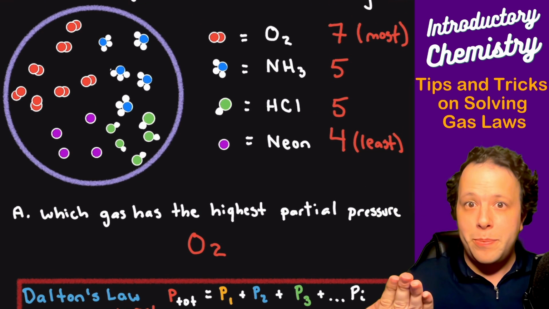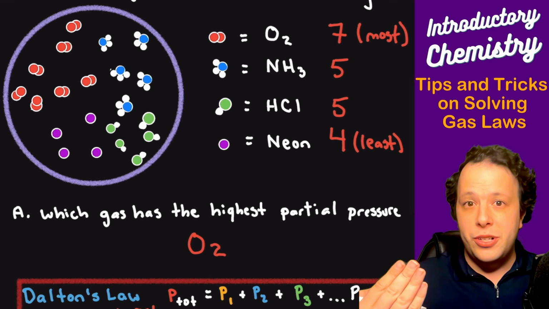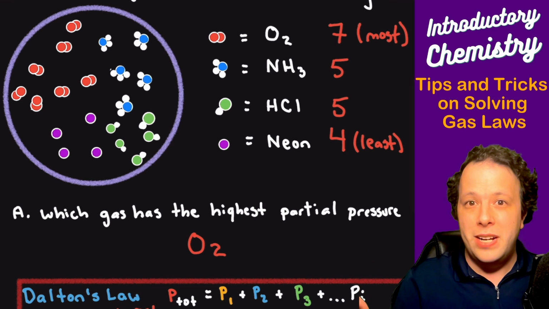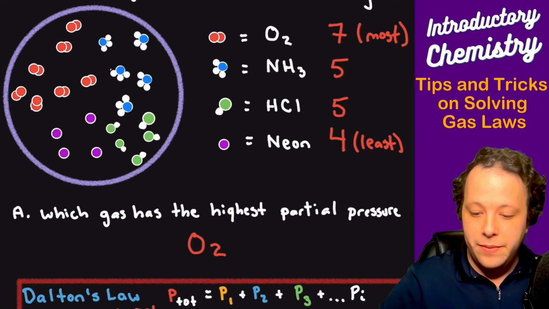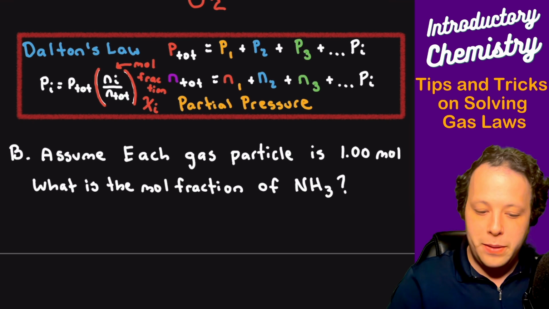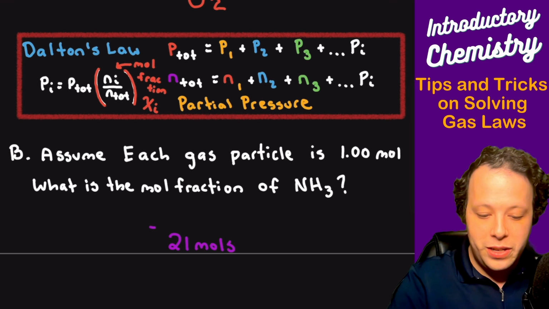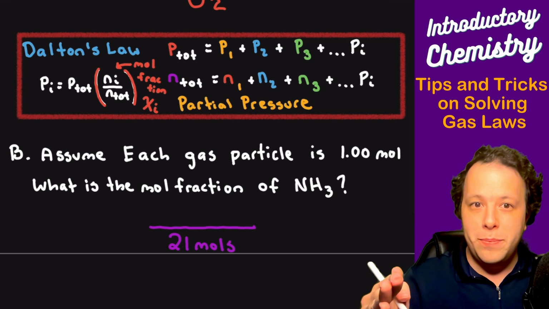So if we add up all those, remember each one is equal to 1. So we can get our total really easily. If we do 7 plus 5, that's 12. 12 plus 5 is 17. 17 plus 4 is 21. So what we will put as our total, we'll put on the bottom. So we got 21 moles total of gas, and that's adding all the parts.